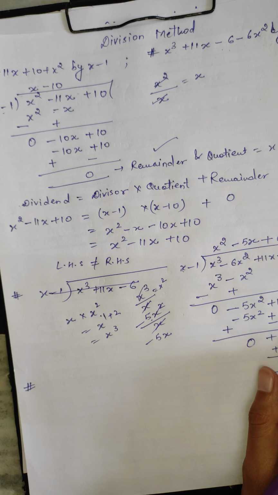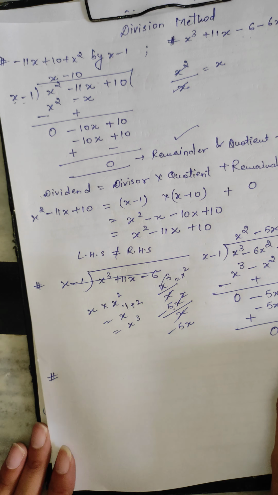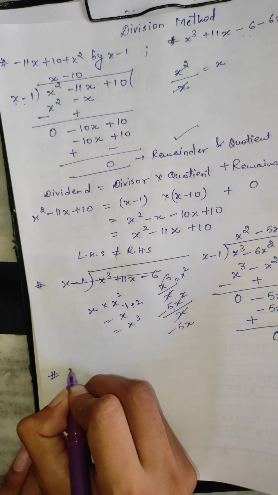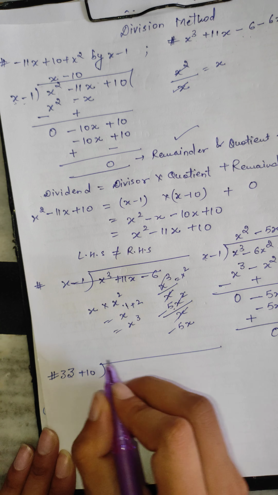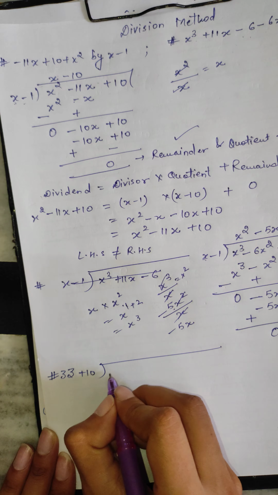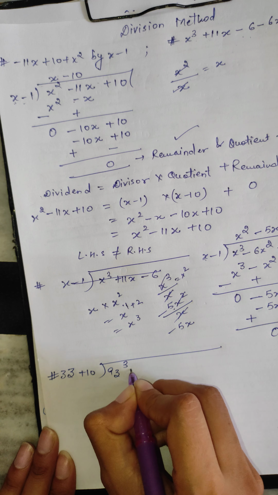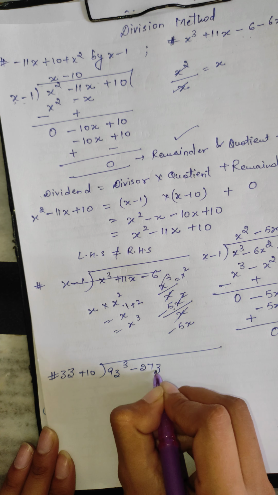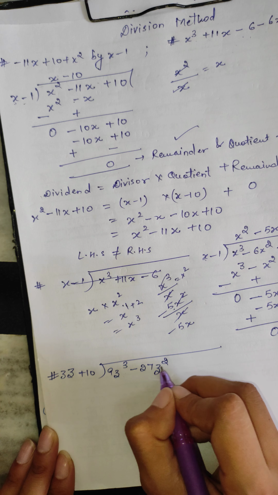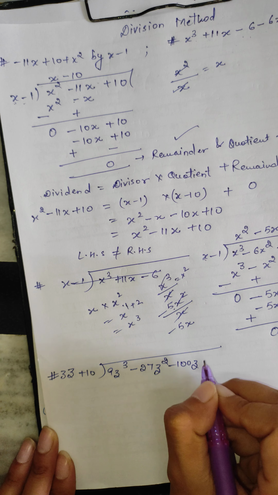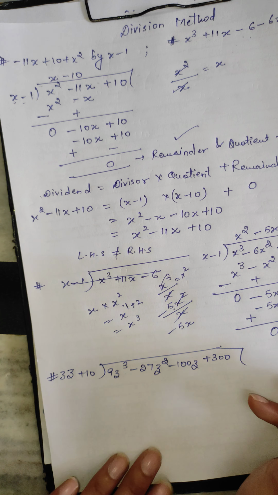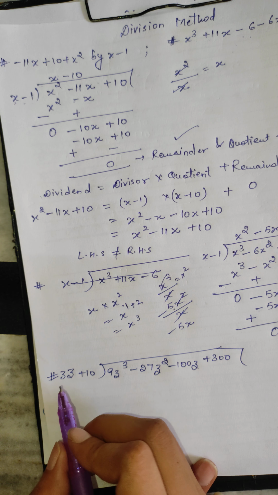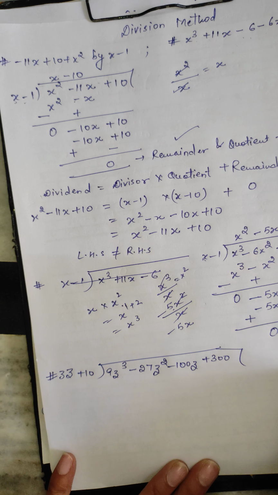For example, we have the question: 3z plus 10 divides 9z cube minus 27z square minus 100z plus 300. Okay, now see, the first term we have in the linear expression.